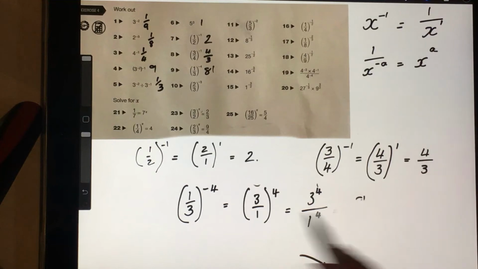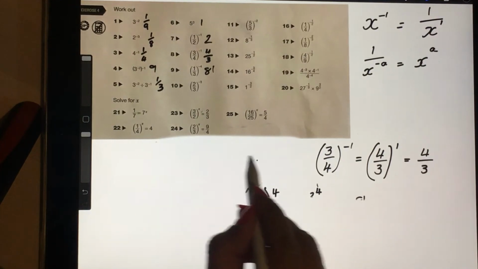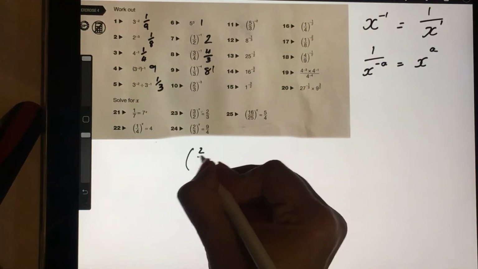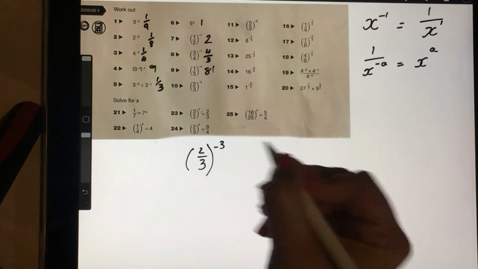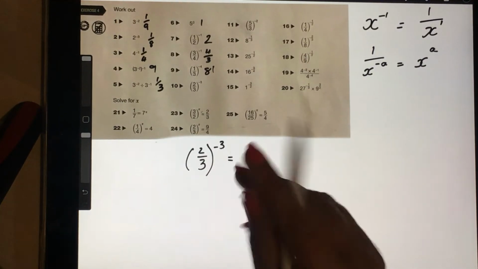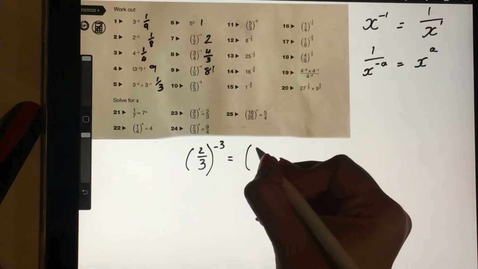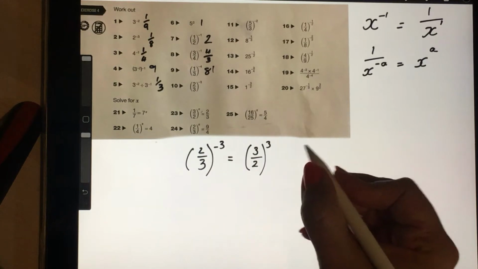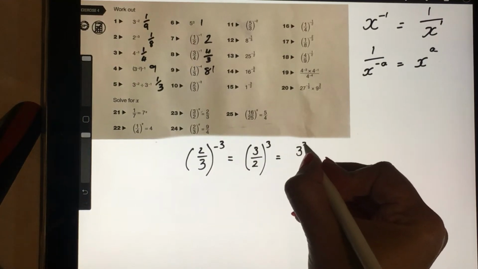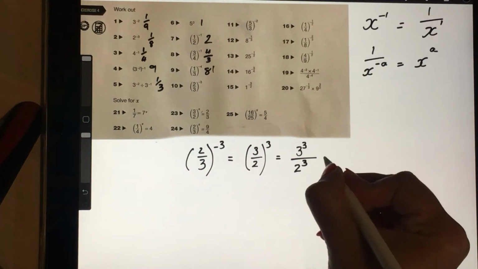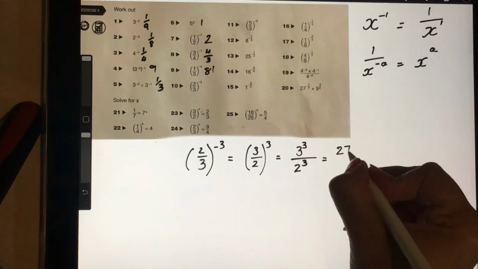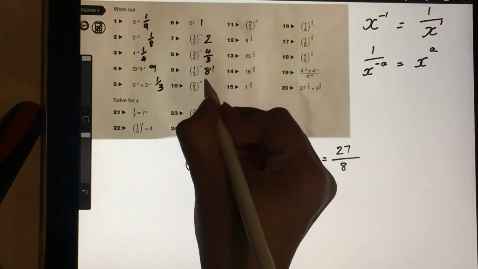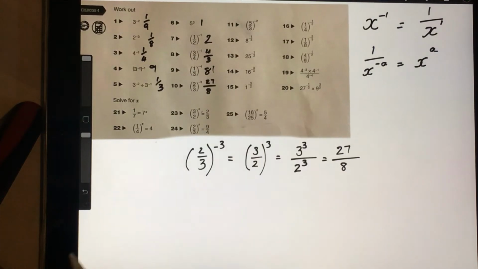Right, and that brings us to number 10. Number 10 is 2 over 3 raised to a negative 3. Again, get rid of the negative by flipping everything on the inside of the bracket. So 3 over 2 to the power of 3, which means 3 to the power of 3 over 2 to the power of 3. 3 cubed is 27, and 2 cubed is 8. So your answer for number 10, 27 over 8.